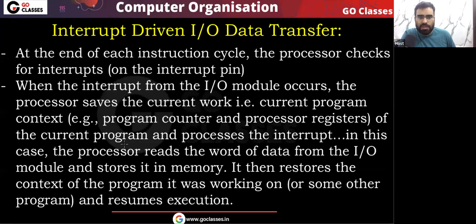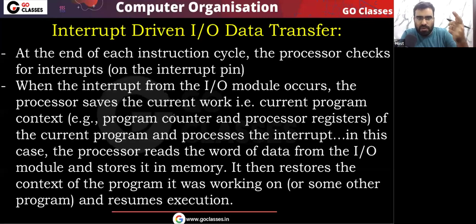Now, did you notice one thing? When the IO module is collecting the data from the IO device, during that time, the CPU is not idle. The CPU is doing some useful work. CPU is executing some other program. Now, when the data is ready, the IO module will send an interrupt on the interrupt pin. There is an interrupt pin on the CPU. So IO module will send an interrupt.